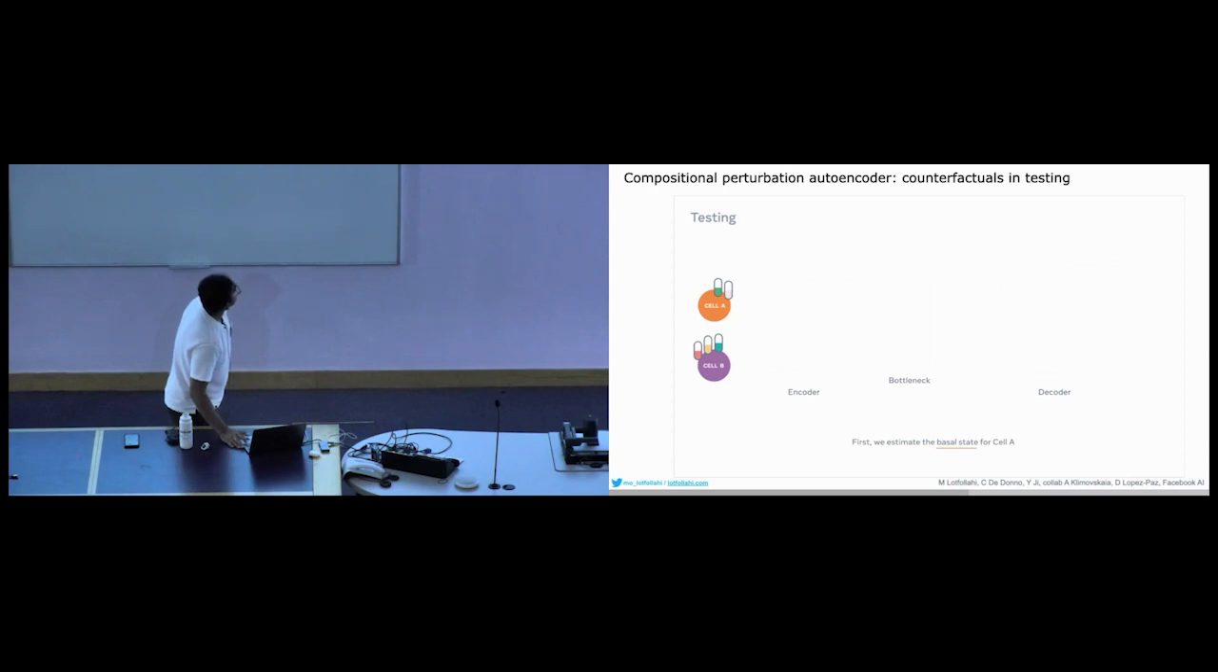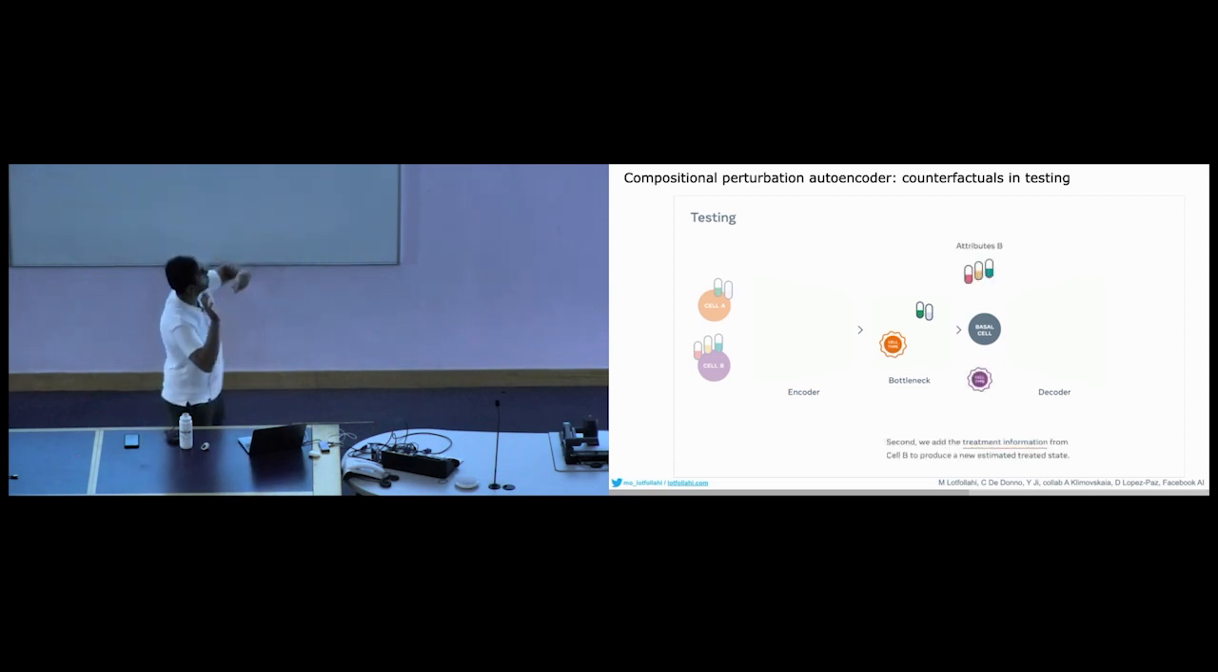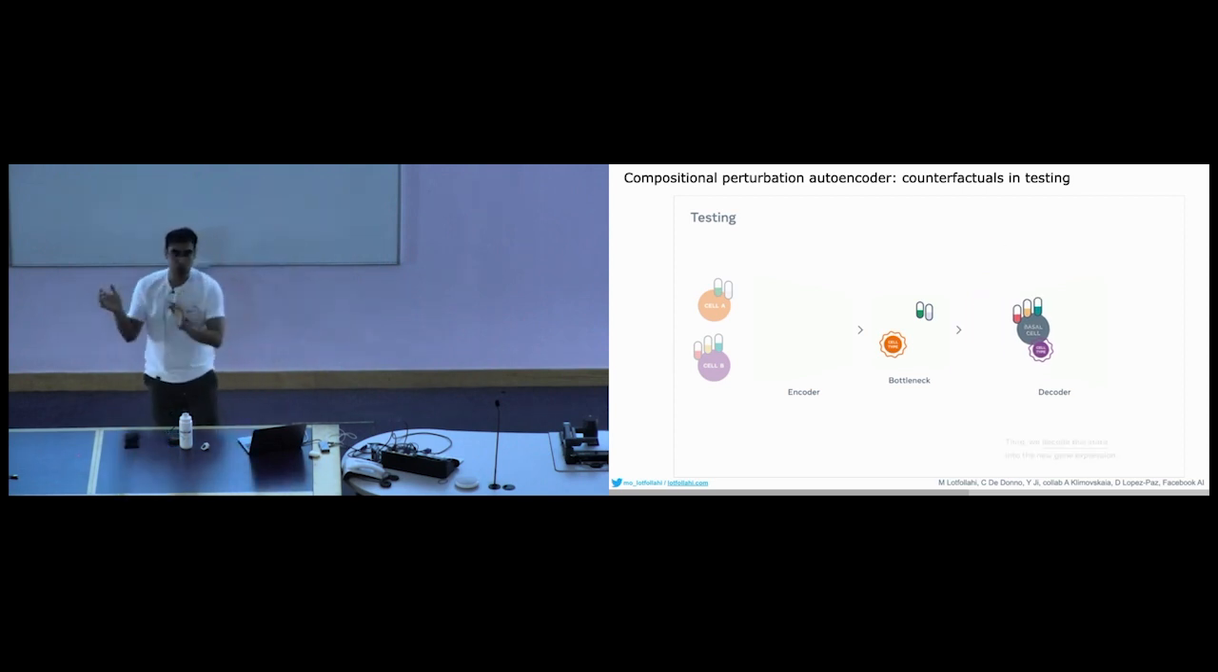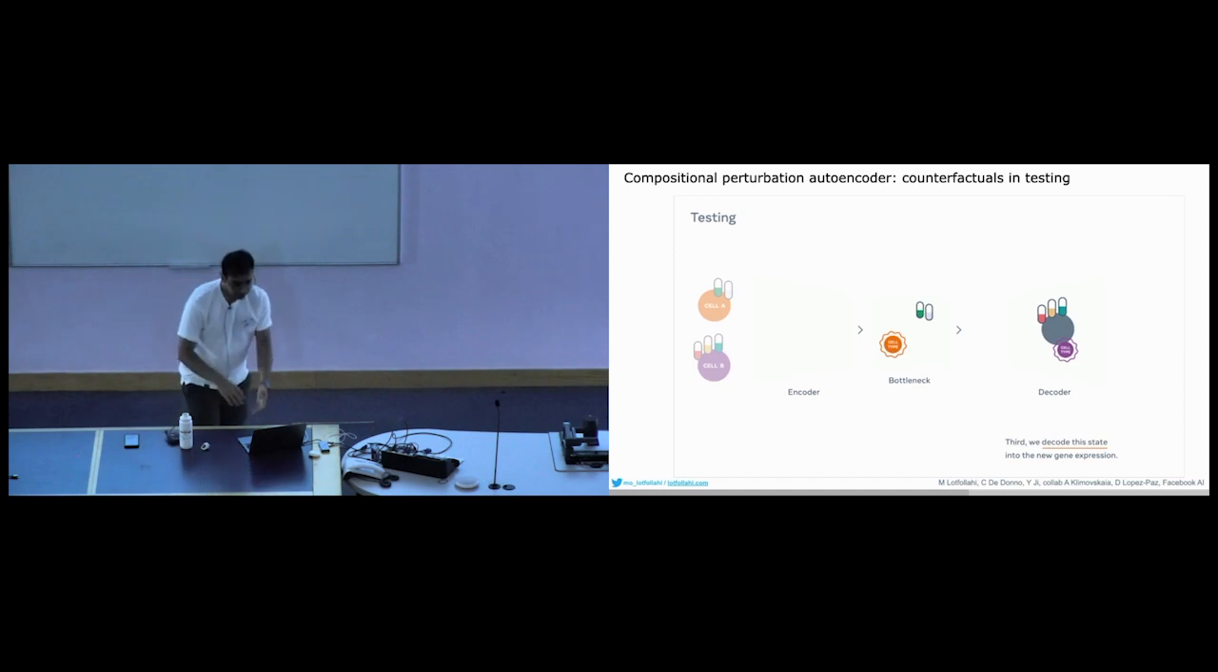And during the testing, you have counterfactual prediction, where you have cell A treated with two drugs or two perturbations. You try to separate those, and then you have cell B that was treated with three drugs. And then you can ask the model what cell A would look like if it was treated with three drugs.